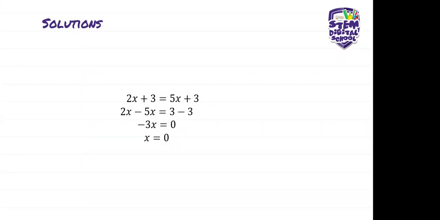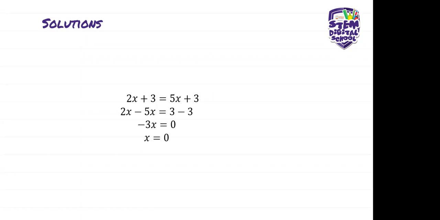All right. And then, of course, 2x minus 5x gives us negative 3x, and 3 minus 3 is 0. So obviously, if you use now the multiplicative inverse of negative 3, which is negative a third, you divide both sides. If you divide 0 by 3, you still get 0. So 0 divided by any number gives 0. So meaning that your x value there will be 0.